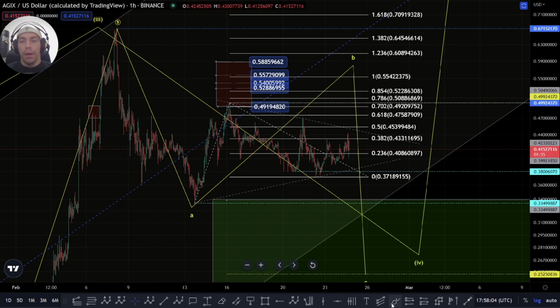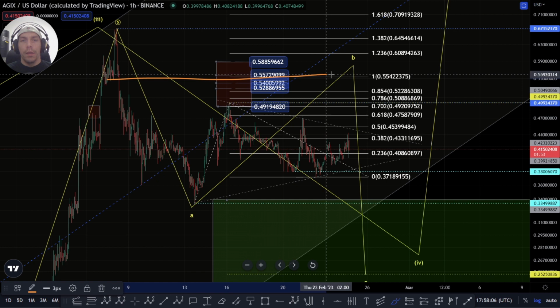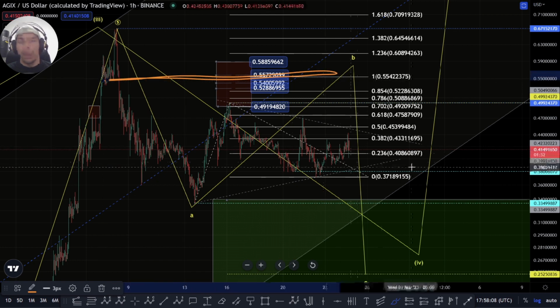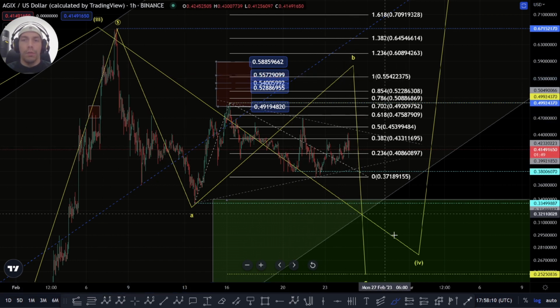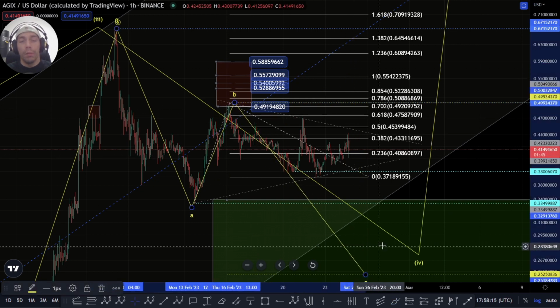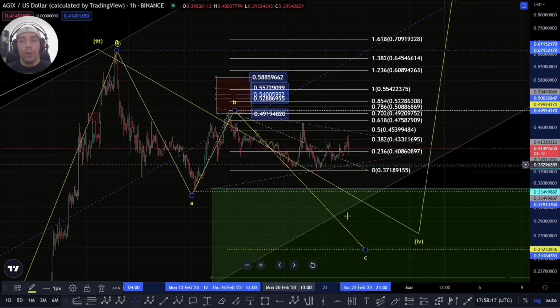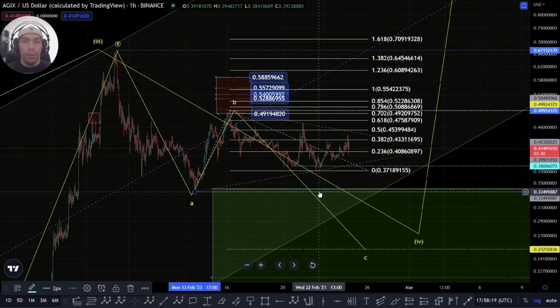We'd need to keep an eye on that zone and just see how we react in this area, because we could actually just move up into the zone and then get further rejection. Alternatively, this B wave could be completed in here, and it might not be a C wave that we're looking for, but rather a three-wave move.